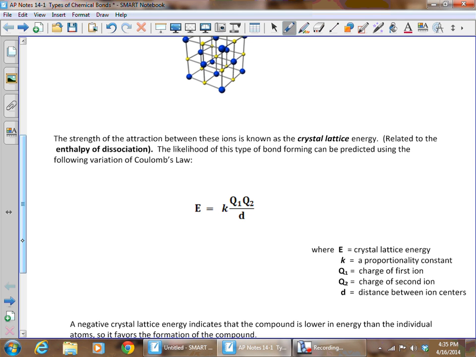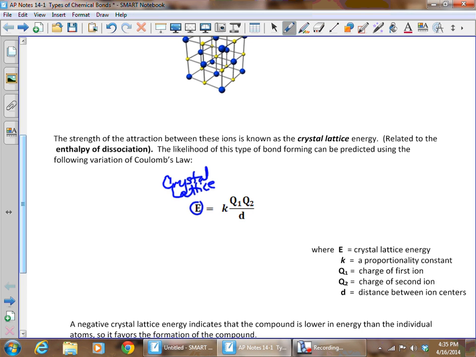It says that the energy, the crystal lattice energy, is equal to K, some constant, a proportionality constant. It's different for each substance, and we don't really worry about the K part. What we're worried about are the charges, Q1 and Q2, and the distance between the ion centers, D.